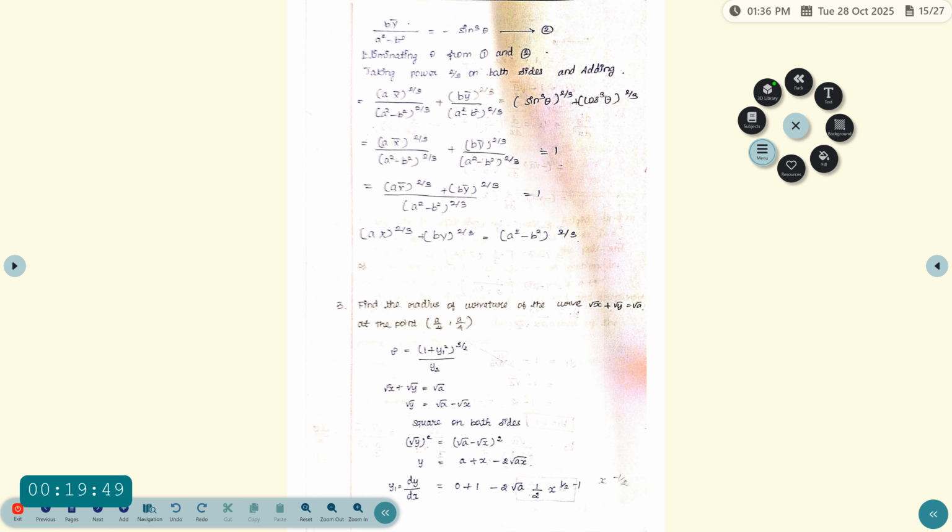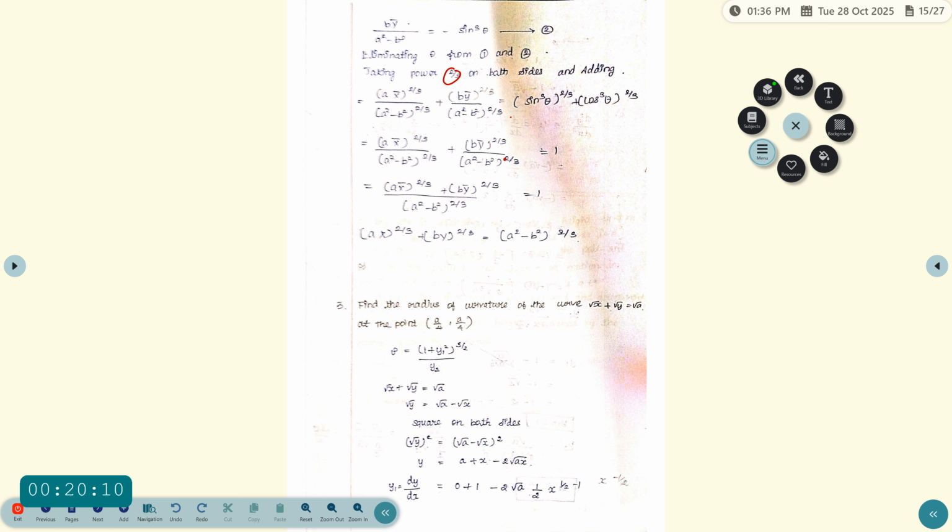The next step, b y bar by a square minus b square equals sin cube theta. Taking whole power 2 by 3 and adding these two equations, we are getting a x bar power 2 by 3 by a square minus b square whole power 2 by 3 plus b y bar power 2 by 3 by a square minus b square whole power 2 by 3 equal to sin cube theta whole power 2 by 3 plus cos cube theta whole power 2 by 3.